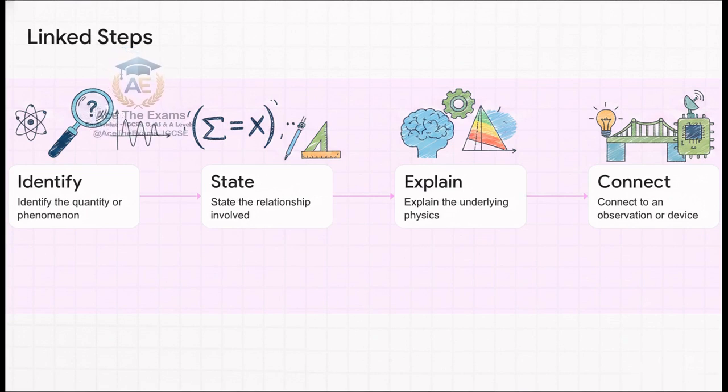Are we talking about velocity, acceleration, or displacement? Second, state the relationship involved. This is your formula or your core principle. Third, explain the underlying physics clearly. Tell the examiner why it's happening. And fourth, connect it directly to an observation, an experiment, or a real device. This step-by-step sequence ensures your reasoning never gets lost. You are essentially building an unbreakable bridge from a basic concept to a real-world application, step by logical step.